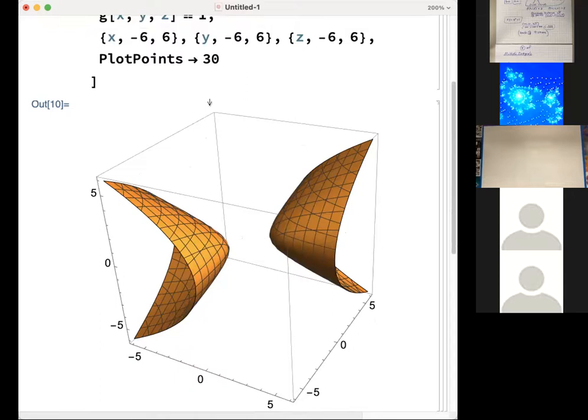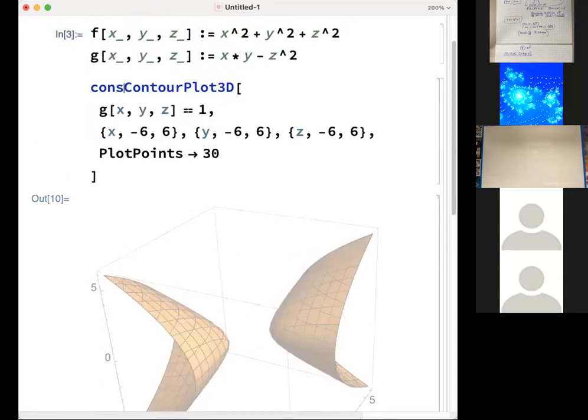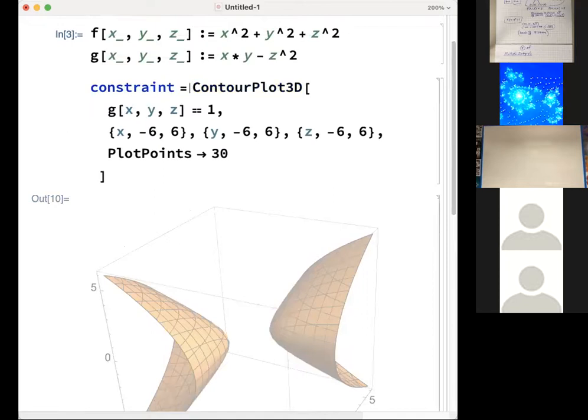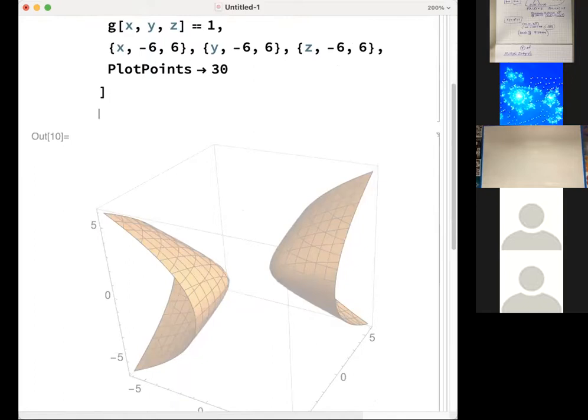But I want to illustrate the closest points in another way. So let's call this constraint. And now let's build a sphere with a contour plot. Plot3D.